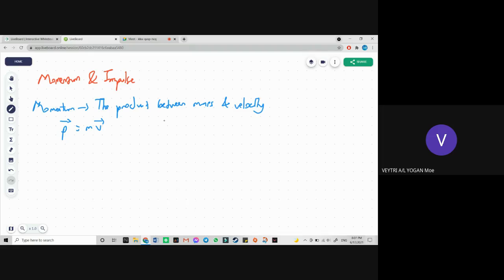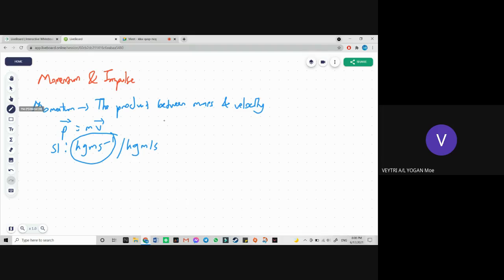P equals mv. Mass is in kilogram, velocity is in meter per second. So the SI unit you will get is kilogram meter per second. Or you can write it another way, but it's best for you to write the first one. Okay, it's quite clear. All right, that is number one.